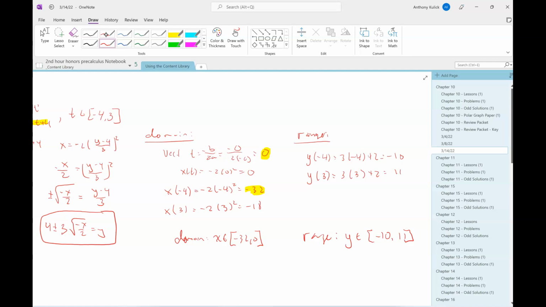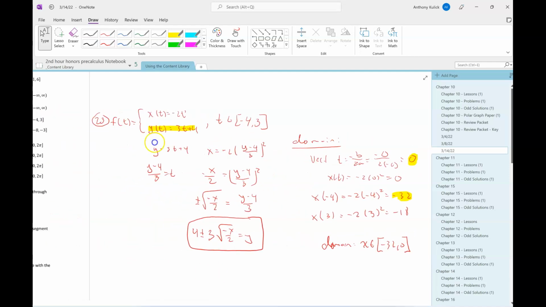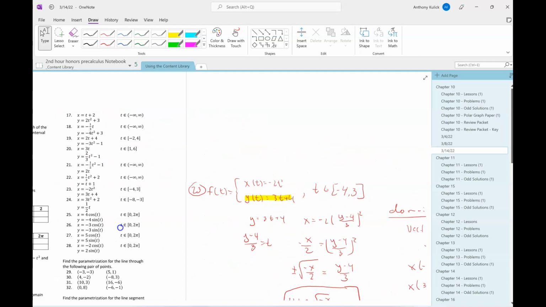Raylan? Which one? 21. 21? Sure. So this one should be not too bad, as it's kind of the same problem, and it's even easier with respect to the interval for t, so that's nice. So I'm going to kind of do this the same way.